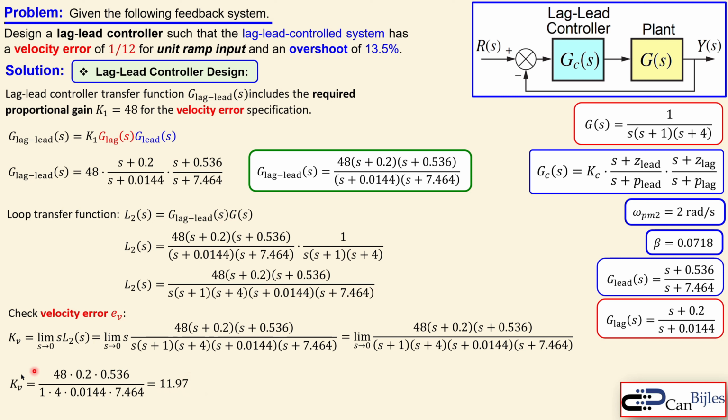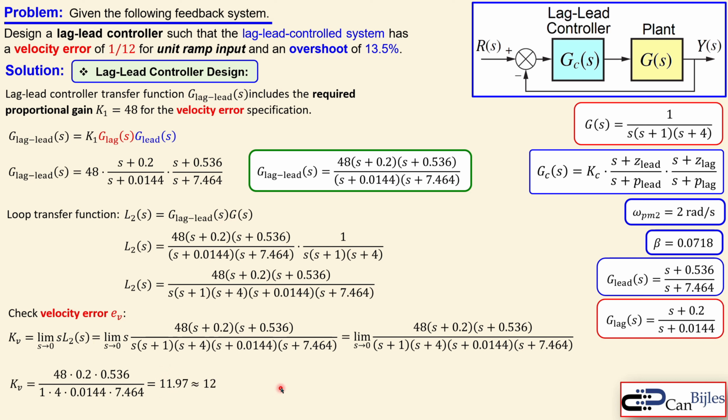Remember, we had for the Kv in the P controller design 12 exactly. So this is approximately 12, but a little bit smaller. So you can say, let's increase the gain or adjust the controller parameters such that this is exactly 12.